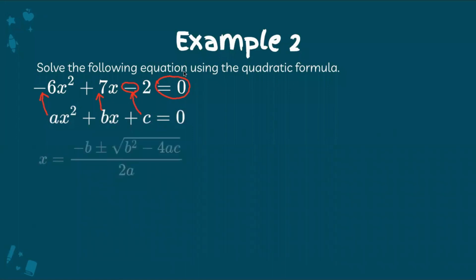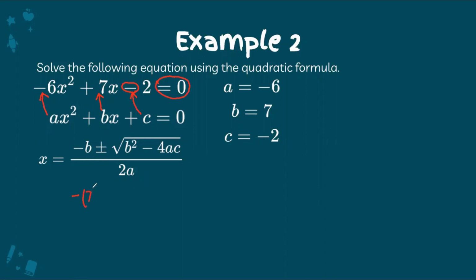And now we can plug it into our quadratic formula. First part of the quadratic formula is negative b. In this case, we would have negative times our b value 7, and then plus or minus the square root of b squared. Again, our b value is positive 7, so 7 squared minus 4 times our a value, negative 6, times our c value, negative 2. And that would be all over 2 times our a value, negative 6.